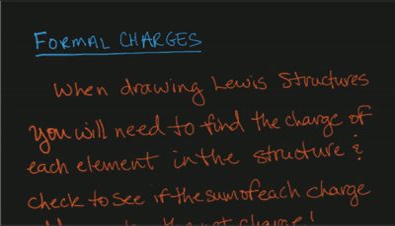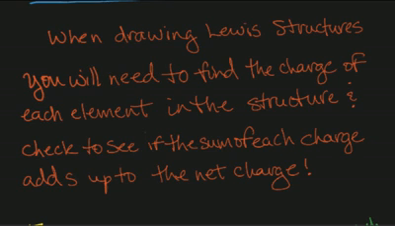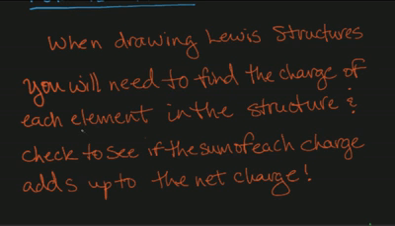Today we're going to be looking at the concept of formal charges. What is a formal charge? Well, when you're drawing Lewis structures, you will always need to find the charge of each individual element. And then after you find each individual element in the structure, you need to sum them up and make sure that the net charge is the same thing as the sum you found. If not, it's not a valid Lewis structure.